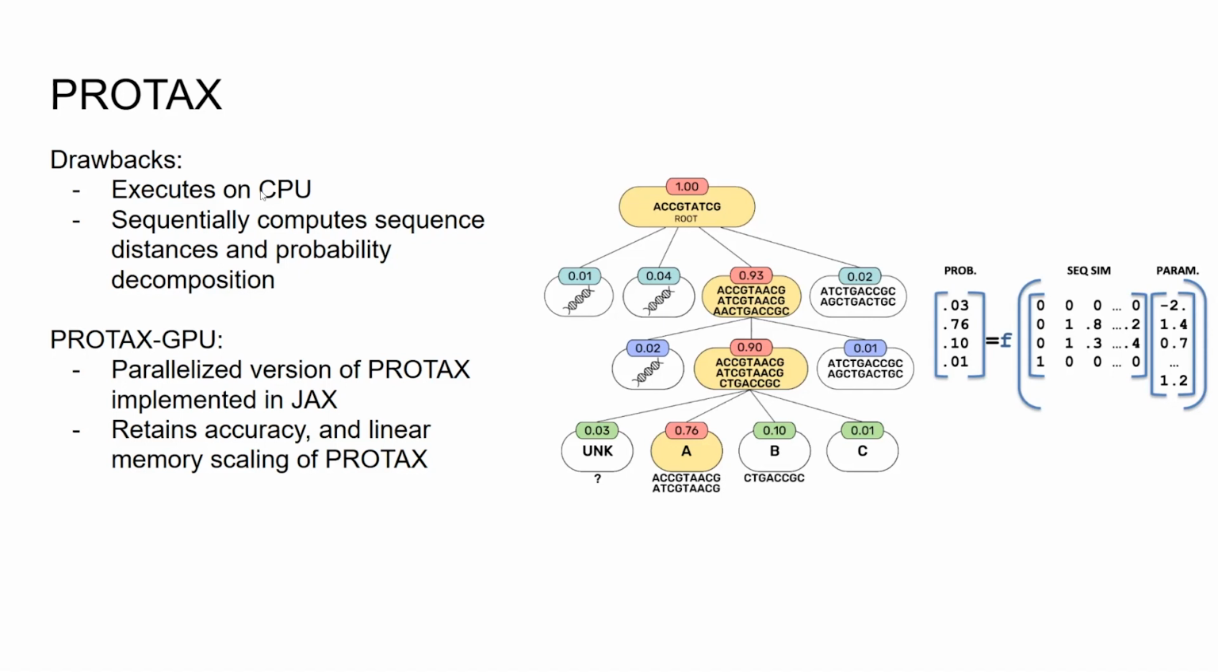And this linear growth in runtime quickly becomes prohibitive as reference sequences are added every day. So although PROTAX already leverages some optimizations such as search space pruning, its runtime is still largely bound by the fact that it runs on the CPU. So to enable analysis on the more modern large-scale biological datasets, we're proposing a transition from sequential to parallel computation. To address this gap, we implemented PROTAX in JAX, which is a high-performance Python machine learning library.